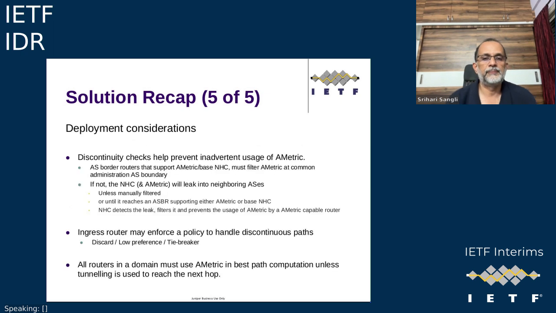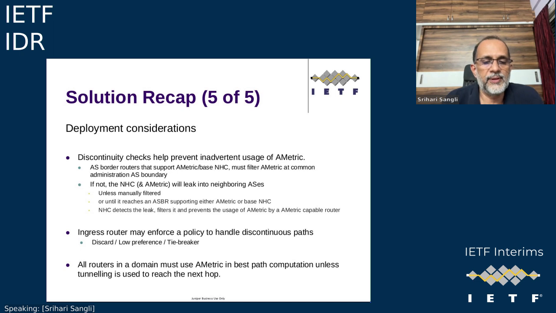Some of the deployment considerations: the NHC draft does provide guidance as to, even though it is transitive, the border of the common administration domain beyond which you do not want this capability or any of the attributes to leak. You have to have necessary precautions to filter it out before you send it out. In case it leaks out, the receiving router can also provide manual filtering through a policy. But in case even that is missed, it gets filtered by the first router that understands the NHC, or the first router that understands the A metric. So in any of these conditions, the actual accumulated metric will not be used. Therefore, we have that protection from inadvertent use.